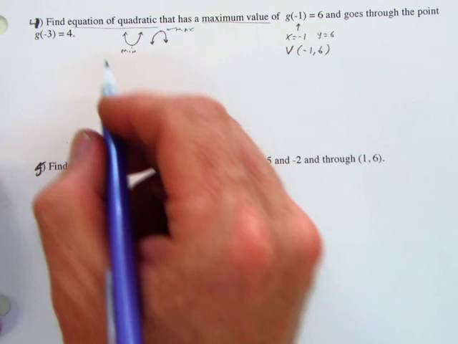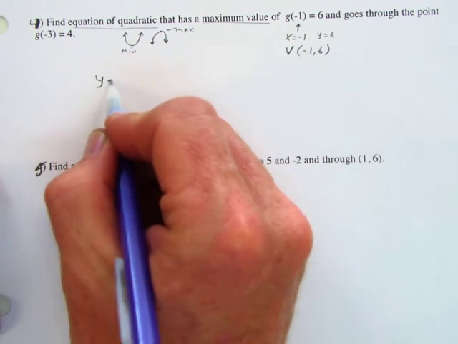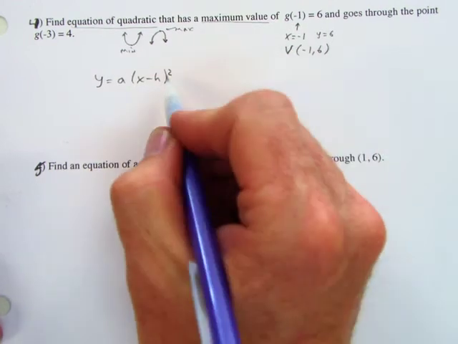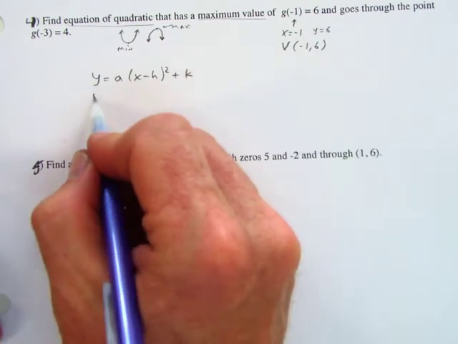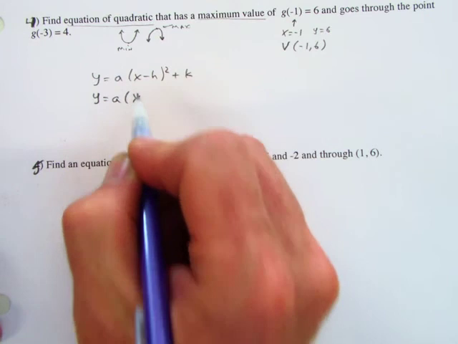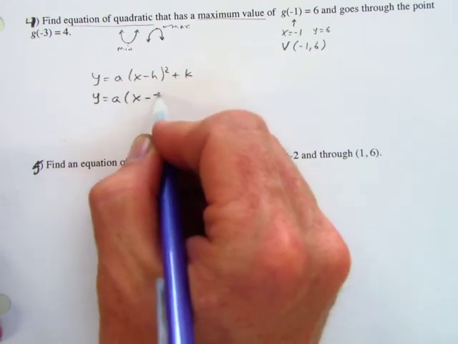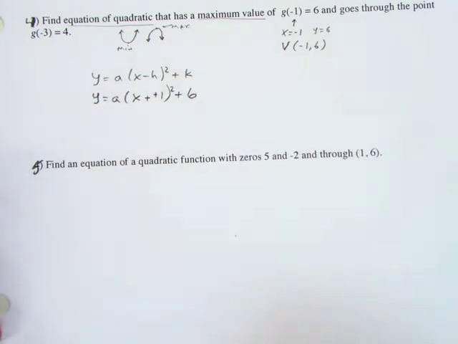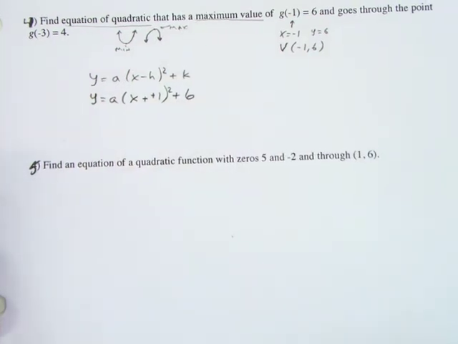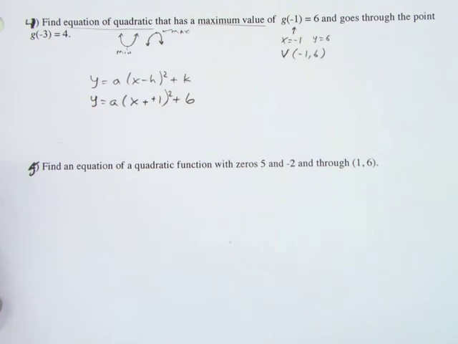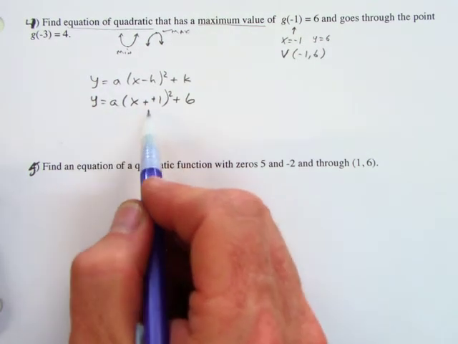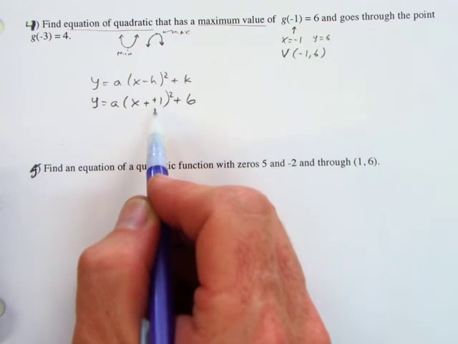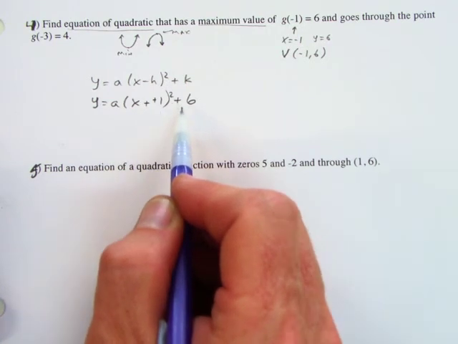We can write this using our vertex form, which would be y equals a times x minus h squared plus k. So we can plug that in. y equals a times x minus negative 1, or in other words, x plus 1, quantity squared plus 6. Are we done yet? No. This gives us all of the parabolas that go through the point negative 1, 6.